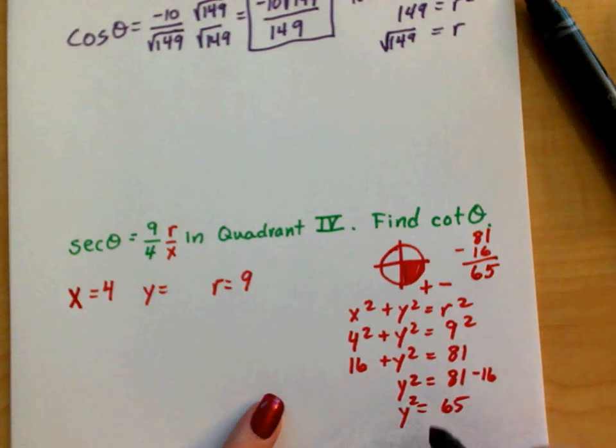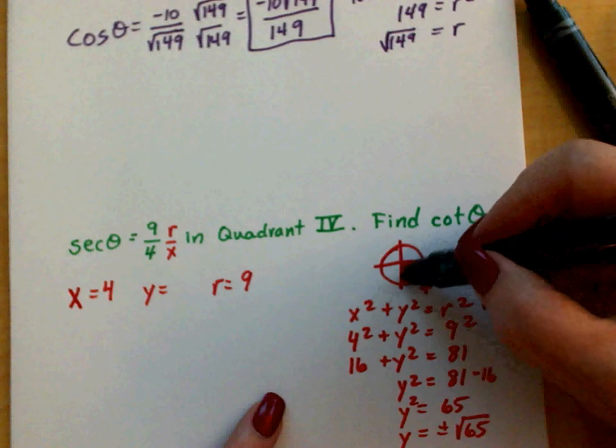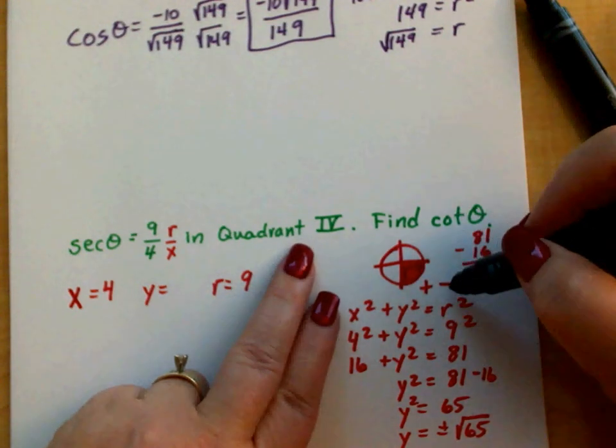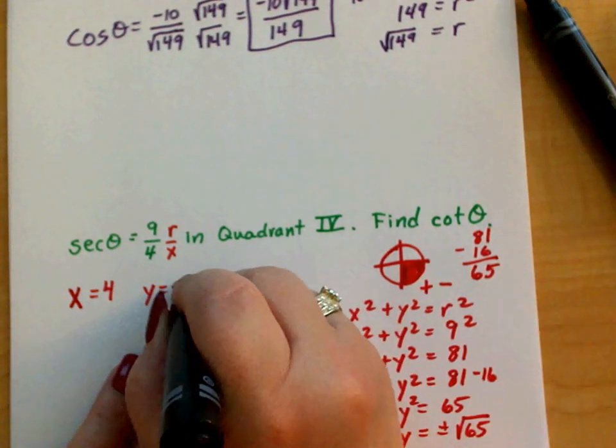So y is equal to plus or minus square root of 65. Now I don't know for sure whether it's going to be positive or negative, but since they told me that it was in quadrant 4, I know that the y value is negative. So it's actually going to be negative square root of 65.